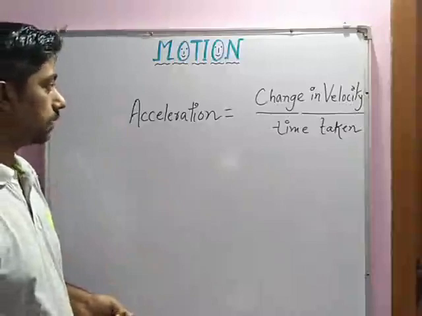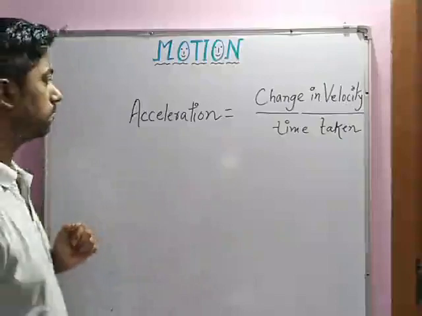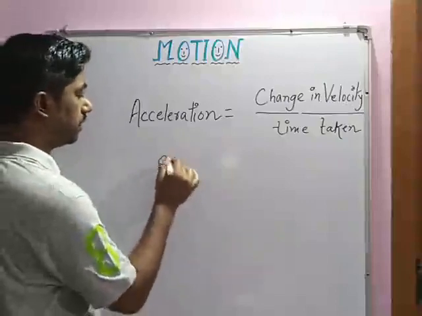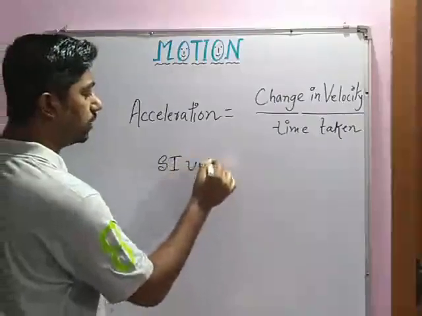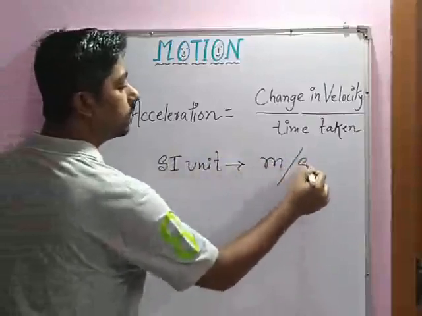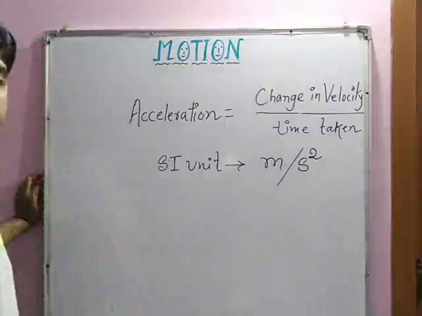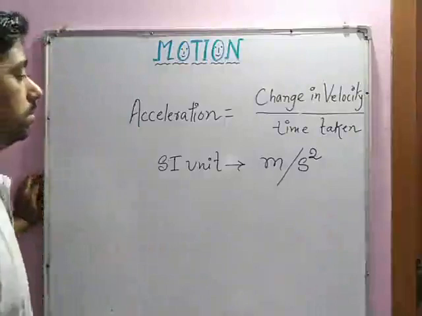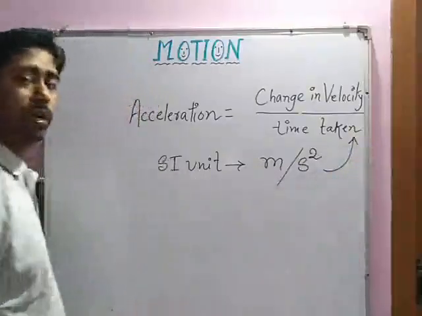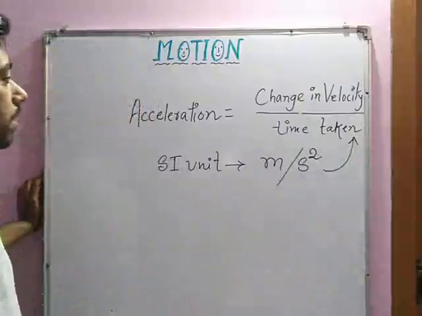So now let us first check what will be the unit of acceleration. The SI unit of acceleration is meter per second square. How have we obtained this? You can obtain this from here. I will leave this task up to you. You will find out why it is meter per second square.